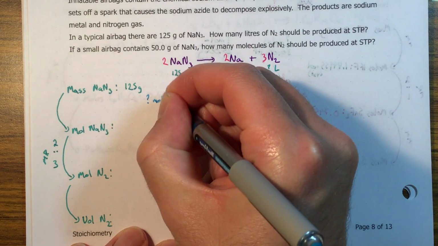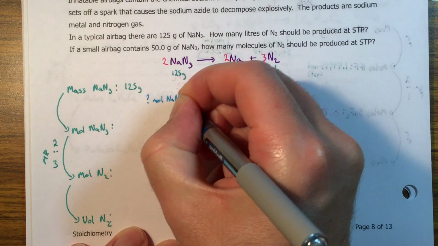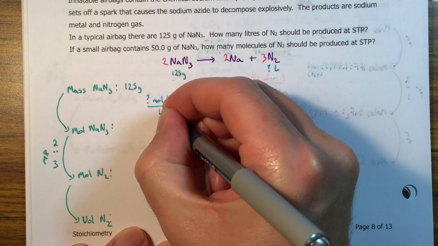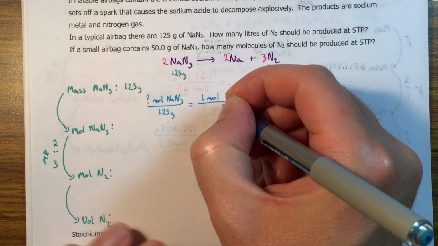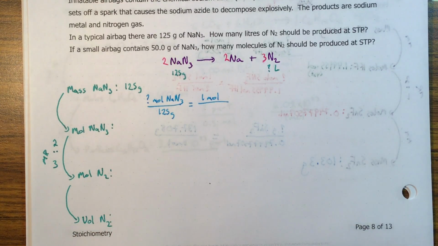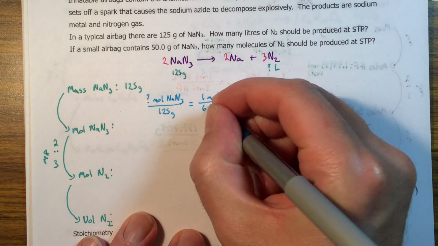How many moles of NaN3 are there in 125 grams? If 1 mole has, now I need NaN3 in here, so 22.990 plus N3 is 14.007 times 3, 65.011.